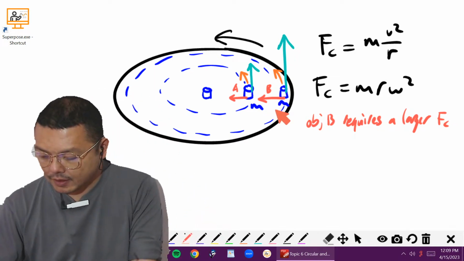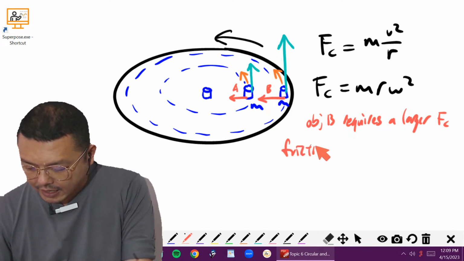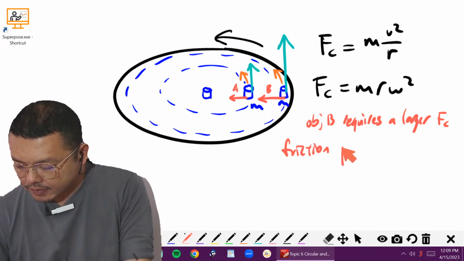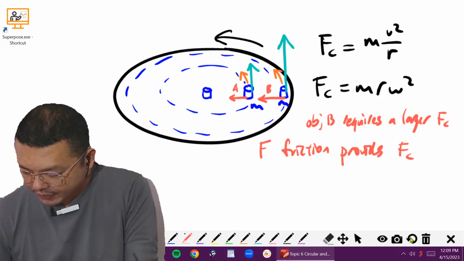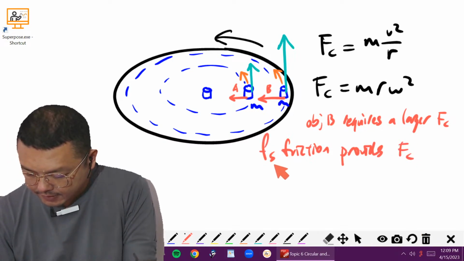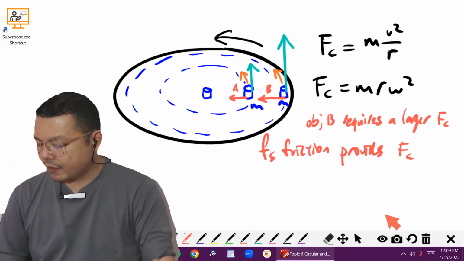But what provides for this centripetal force again? One more time. Friction, right? And specifically, what kind of friction? Static friction, Fs. Static friction provides for the Fc.